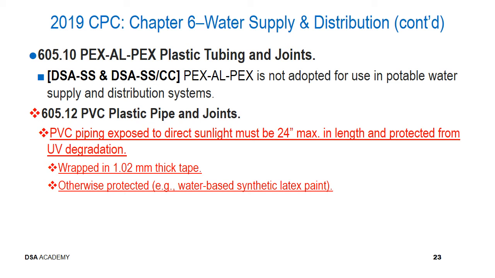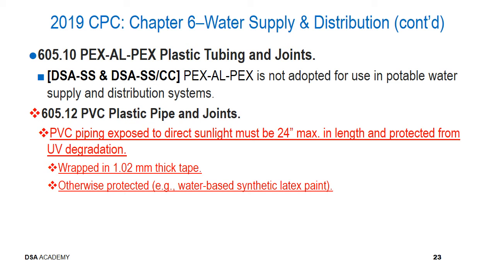The table that identifies the different joint connections has always had a footnote that identified the fact that DSA does not adopt PEX AL PEX connections. However, we felt it was important last code cycle to attach a banner to the actual verbiage in the code section itself, outside of the table, to make this more clear. Since this is still only one code cycle old, we're going to go ahead and keep this. We wanted to stress this again.